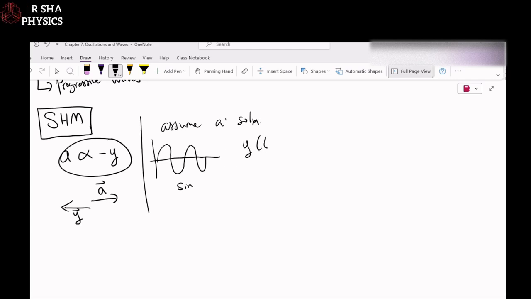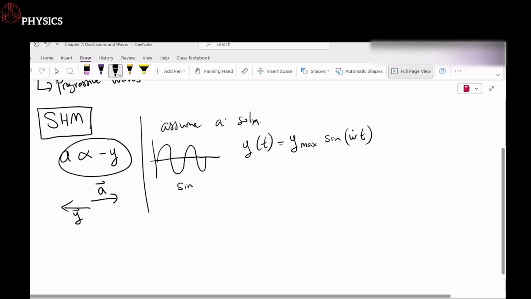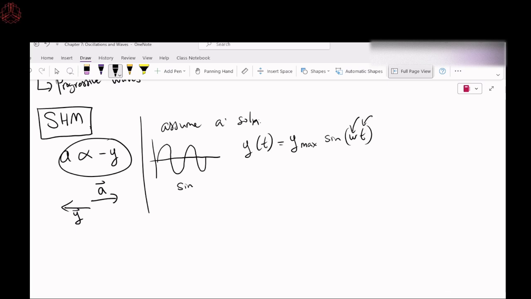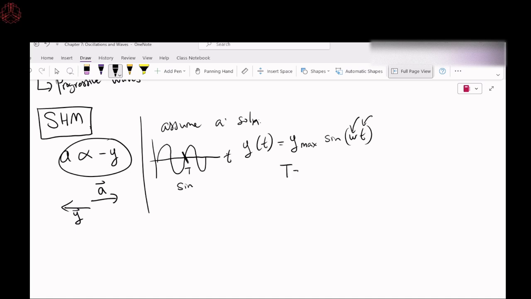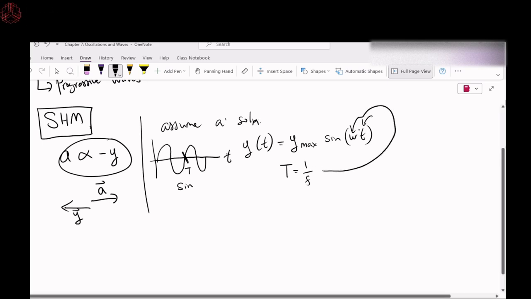So I'm going to have y(t) equals y max sine omega t. Why do I have omega and why do I have t? T, because this motion of going forth and then coming back is a function of time. And then omega, because we have some frequency to it. So we have some period, and if you have some period, you have some frequency. And this would relate back to our omega.